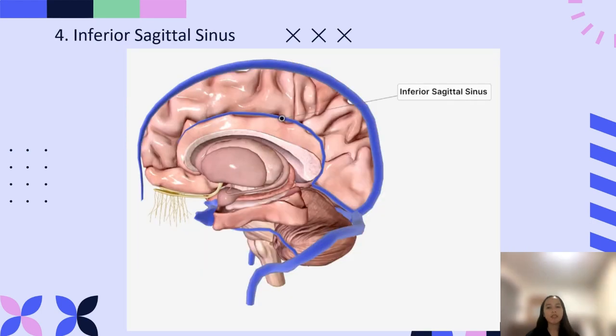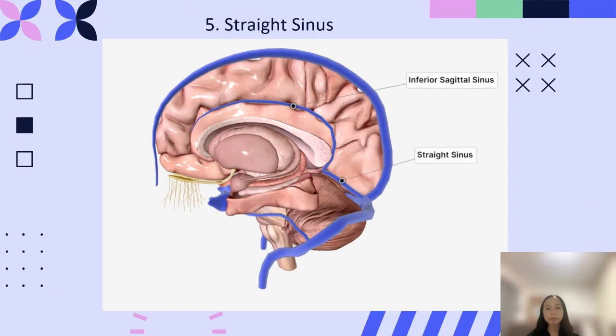Next is the inferior sagittal sinus, which occupies the free lower margin of the falx cerebri. So if there is a superior sagittal sinus, there is also an inferior. It runs backward and forms the straight sinus. So this is the inferior sagittal sinus. It runs posteriorly, and this is your straight sinus.